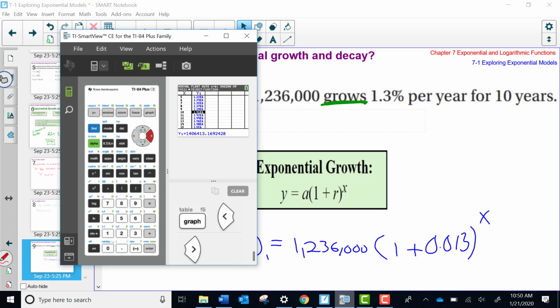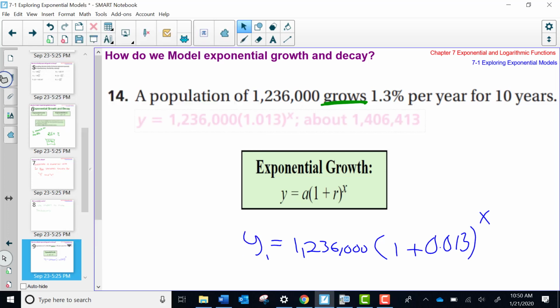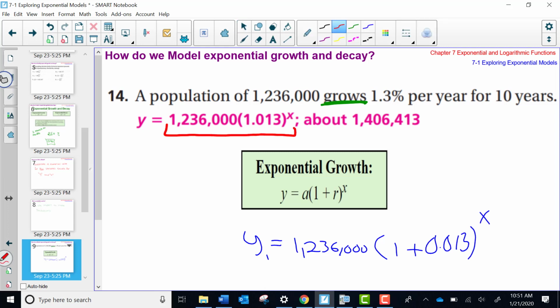Not the decimals though. Do you see this number right here? What is that? 1,406,413. Is that what everyone sees on the calculator? So the correct answer is first we have the model, which is the model Haley told us. Once you get the model, put it into your calculator, look at the table, and then you can make predictions.